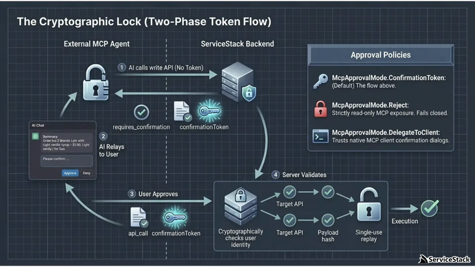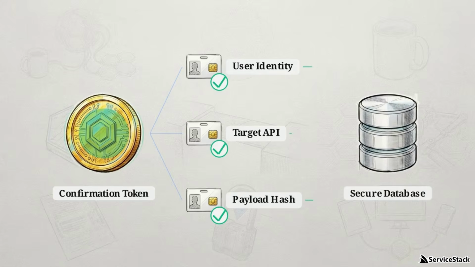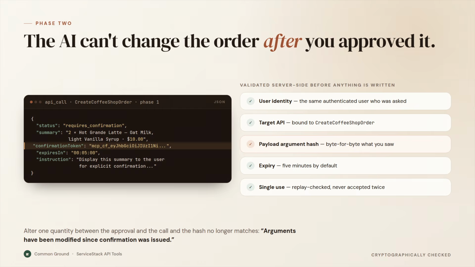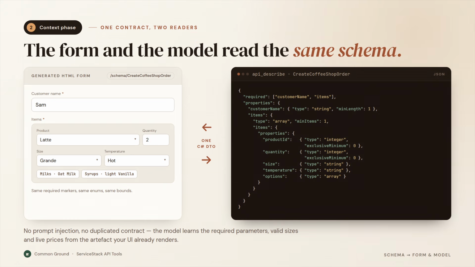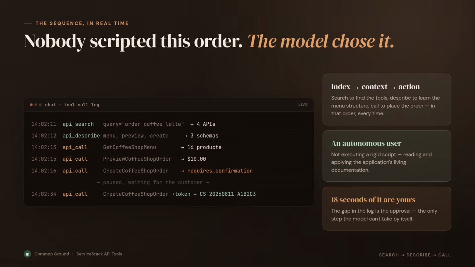It checks the user identity, target API, and payload argument hash, guaranteeing the AI hasn't altered the data before touching the database. This confirmation token successfully merges the convenience of a natural language chat interface with the strict, deterministic security boundaries required by enterprise software. Because the AI relies entirely on the application's real APIs, the single source of truth is perfectly preserved. There is no AI-specific business logic written on the backend.